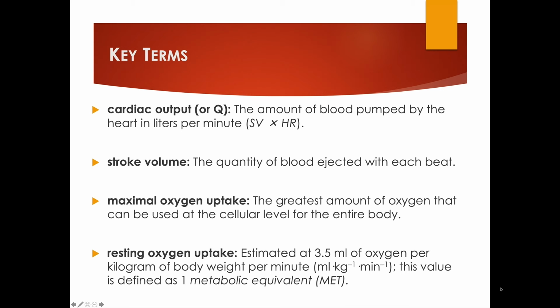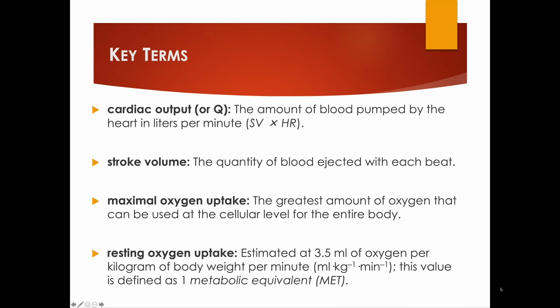When you're looking at FIC, once again, remember FIC is VO2 by heart rate, stroke volume, AVO2 difference, or cardiac output by AVO2 difference. And once again, the VO2 is looking at the overall, how well is oxygen being consumed at the cellular level, which does take into account both the cardiovascular and the metabolic systems.